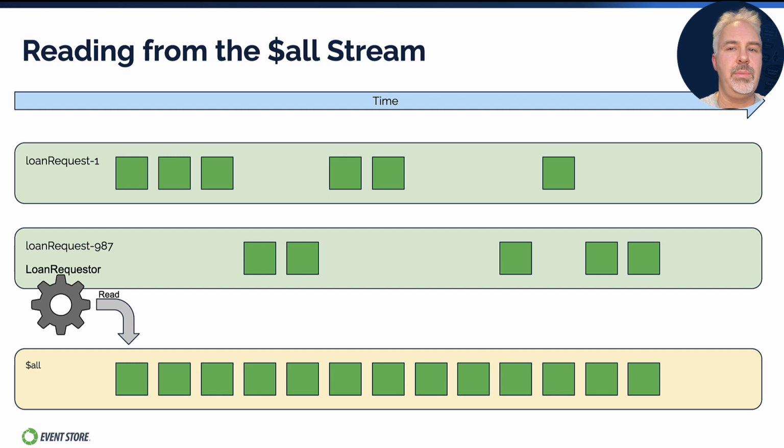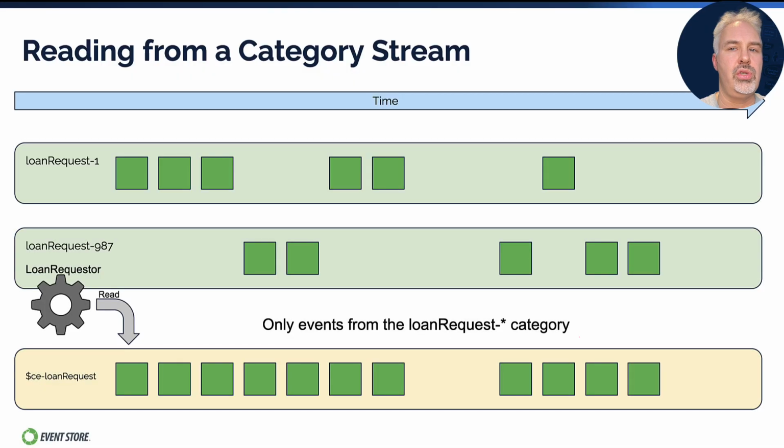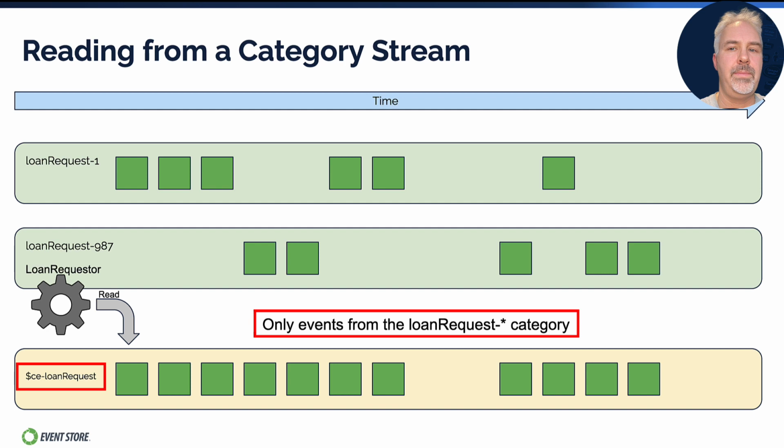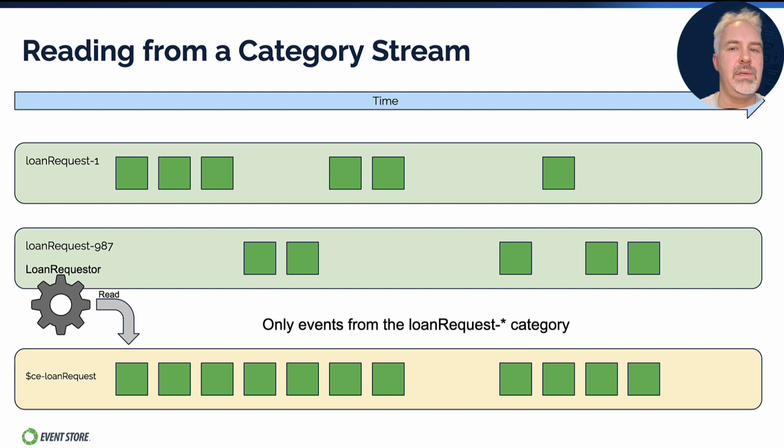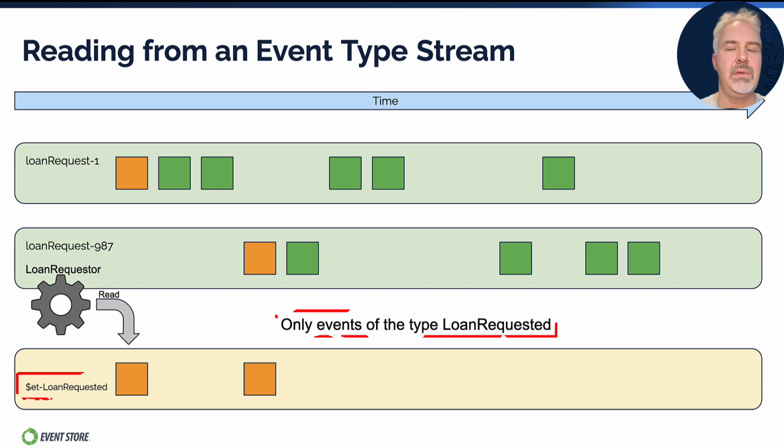There are also system projection streams that allow you to access specific categories of events, such as all events with a stream with the prefix loan request, or all events of a specific event type, such as all loan requested events. More on these system projection streams in a future video on projections.